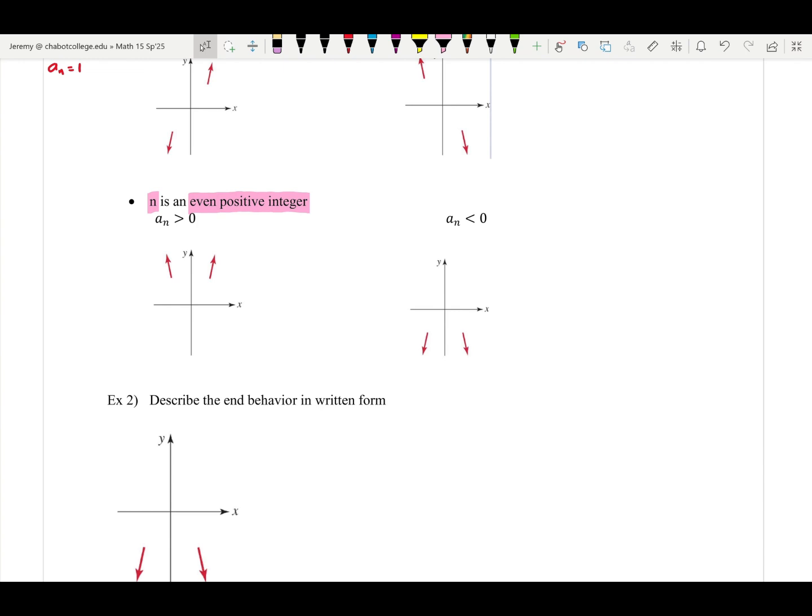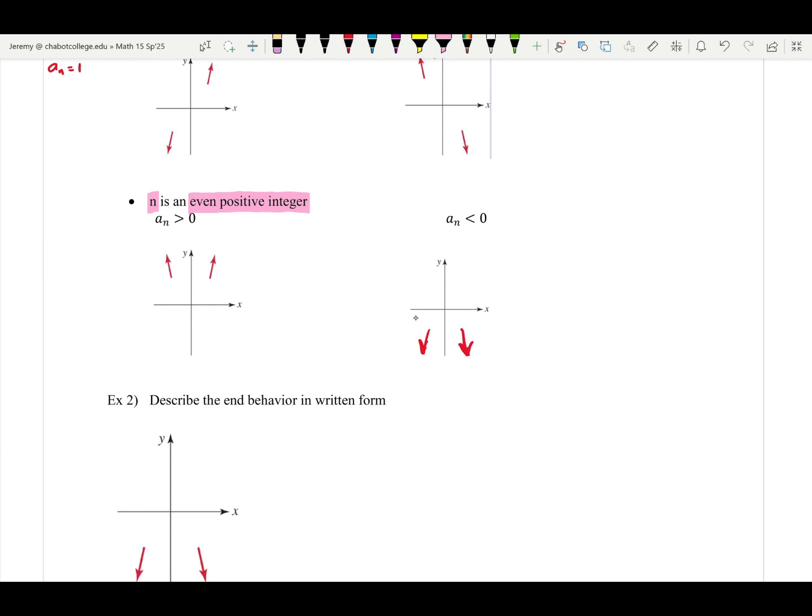This is where we have end behavior where it's up on the left and up on the right. So we can expect the left and right branch of the graph of this polynomial to go in the same direction. And again, it goes up and up if a sub n is equal to 1, like it is for those power functions. But what if we have a negative leading coefficient? Then it's just going to reflect over the x-axis again, and then we'll be looking at down and down end behavior.